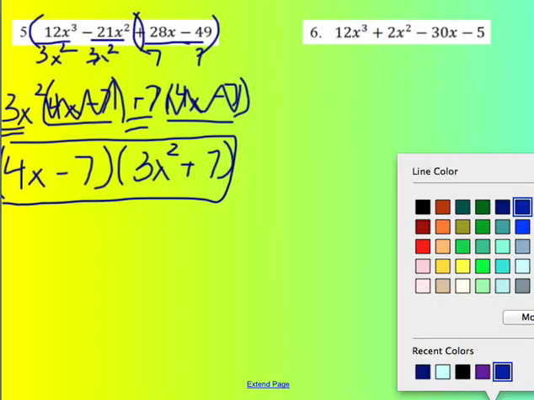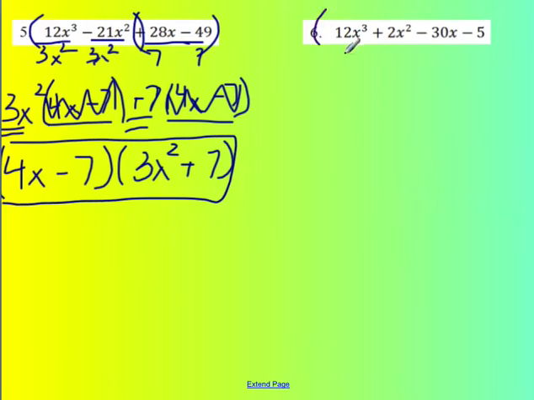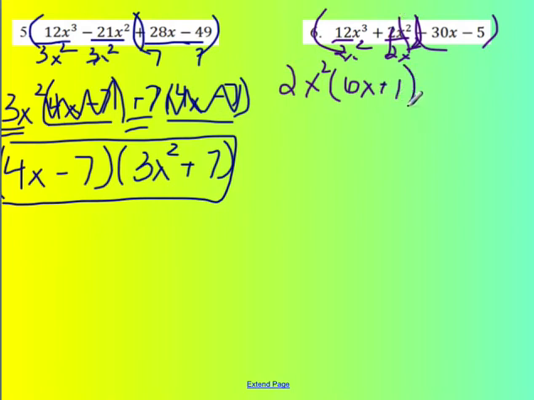Let's take a look at number 6. So for number 6, we're going to factor by grouping. Between 2x cubed plus 2x squared, we get 2. Between x cubed and x squared, we're going to take out x squared because that's our smallest exponent. So we're dividing each of these terms by 2x squared. Well, 12 divided by 2 is 6. X cubed divided by x squared is just going to leave you with x. 2 over 2 cancels out. X squared over x squared cancels out. Remember, that cancels out to 1. It doesn't cancel out to 0.